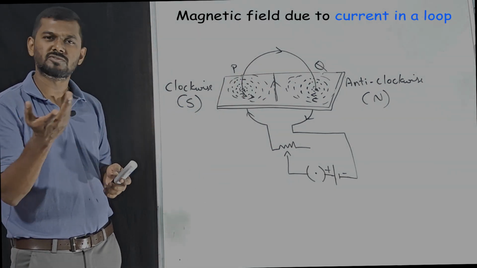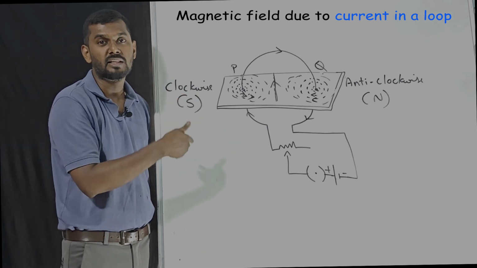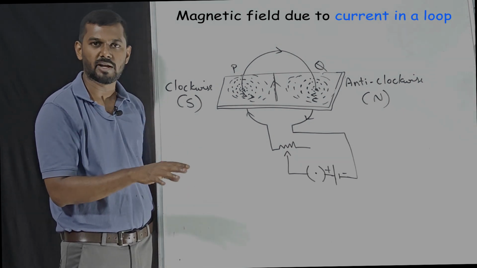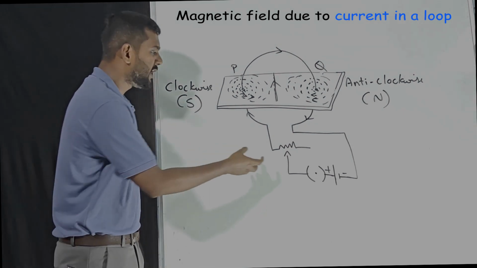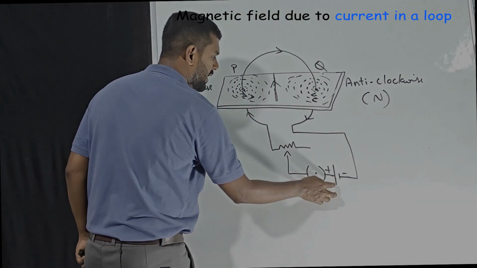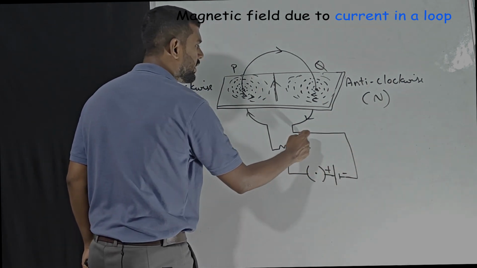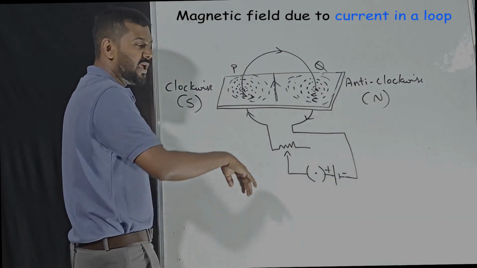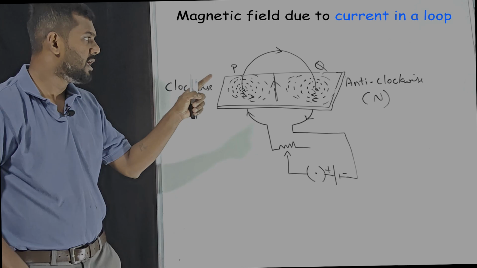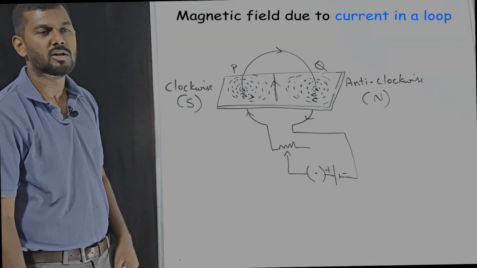A few things we already know. How to increase the magnetic field here? Increase the current in the circuit. Here we are using a rheostat, that's why we can increase the value of current. Next, what happens if you change the direction of current? If you make the right side plus and this one minus, current starts flowing in this way. If the current direction is reversed, every value will get reversed. This will become clockwise and that becomes south, and this becomes anti-clockwise and that becomes north.